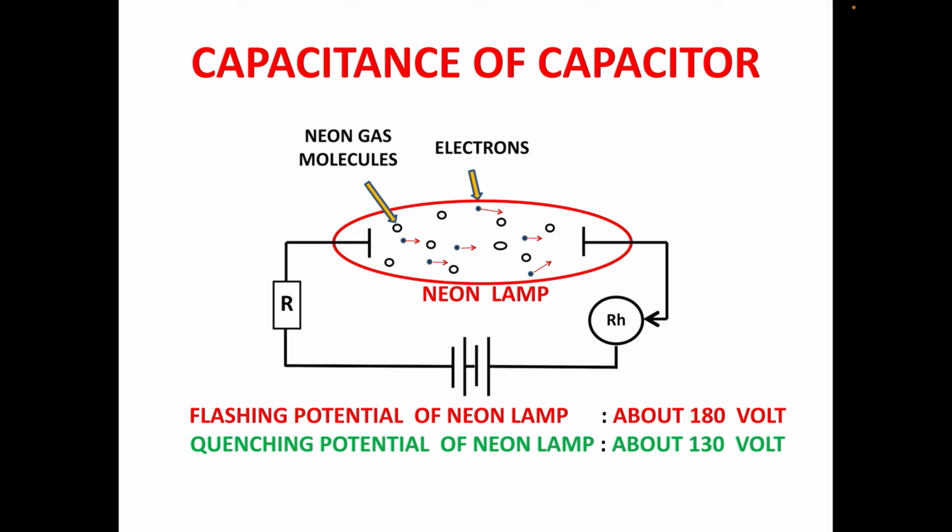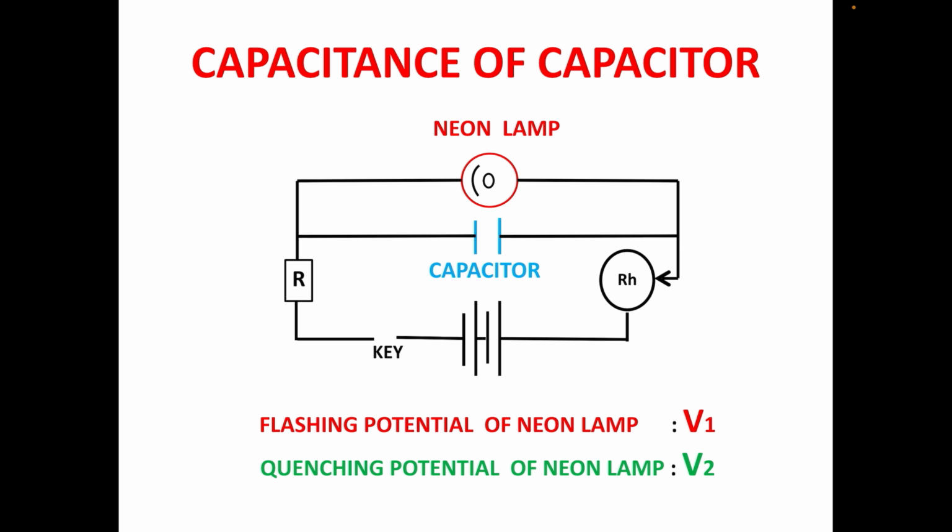about 130 volt. Suppose a parallel combination of a capacitor and a neon lamp is connected to variable DC supply of about 0 to 250 volt. When DC supply is switched on, charging of the capacitor starts. If supply voltage is slowly increased up to flashing potential of neon lamp, say V1, then the neon lamp begins to glow. If the supply voltage is not increased beyond V1, the capacitor starts discharging through the lamp and the lamp continues to glow for some time.